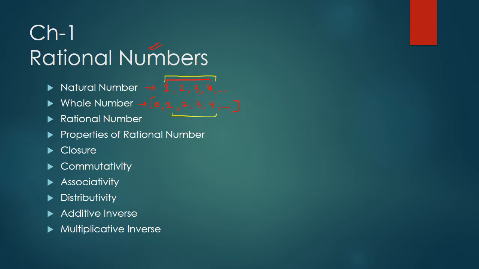Now let's come to rational numbers. These are in the form of p by q, where the denominator is not equal to 0, and p and q don't have anything common except 1. So let's say I have 2 by 4. You have to simplify this term. 2 ones are 2, 2 twos are 4. So you get 1 by 2. Now nothing is common except 1. So 1 by 2 is in the form of p by q, and we can say this is a rational number.